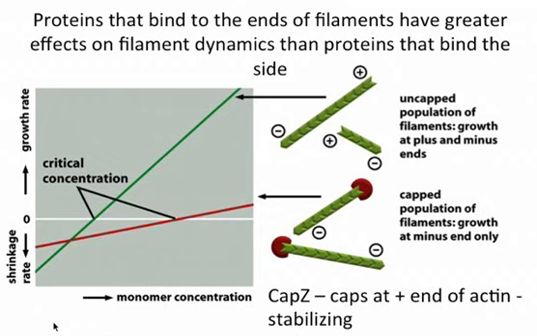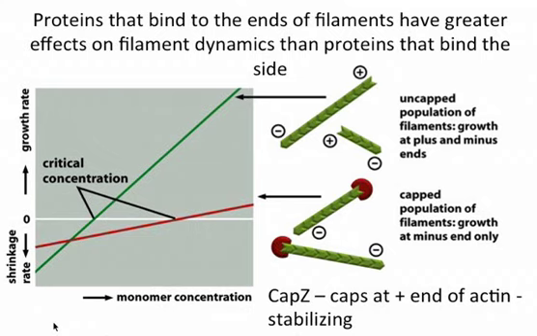But also, don't forget things come and go from the minus end much more slowly. So you're going to have a slower rate of shrinkage and a slower rate of growth. So it stabilizes. An example is CAP-Z, and CAP-Z binds to the plus end of actin and it stabilizes it. So I just said that one molecule of capping protein has greater effects than one molecule of side binding proteins.